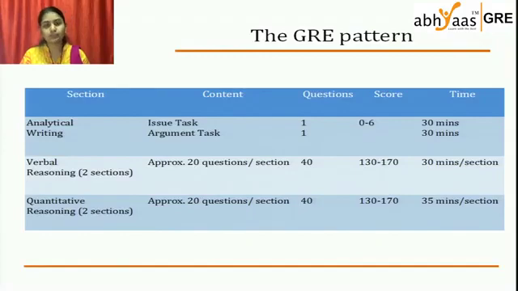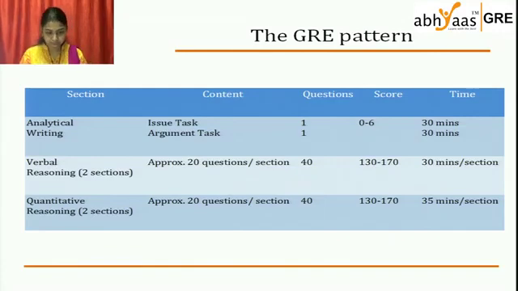Later you have your verbal and quant sections, and they might come up in any order. I will now discuss the verbal section in detail, where you'll have 2 sections, each of approximately 20 questions, and the duration is fixed, which is 30 minutes.